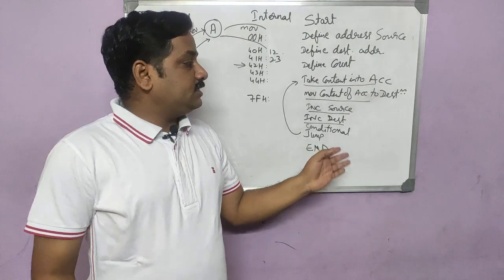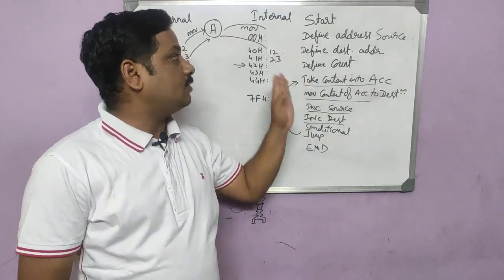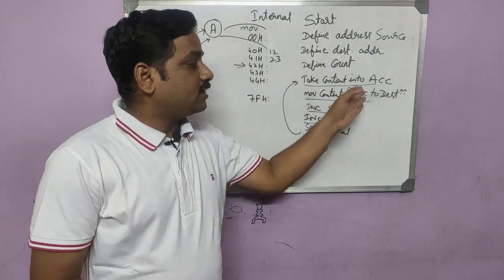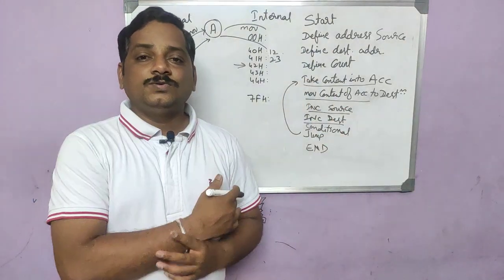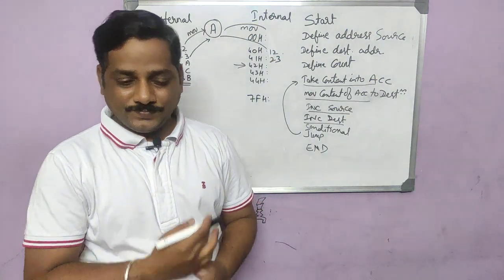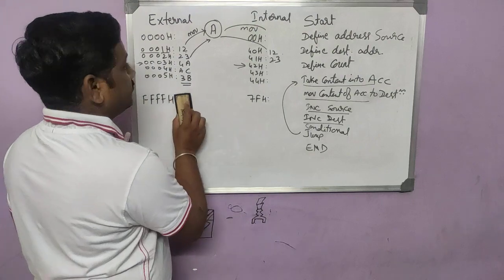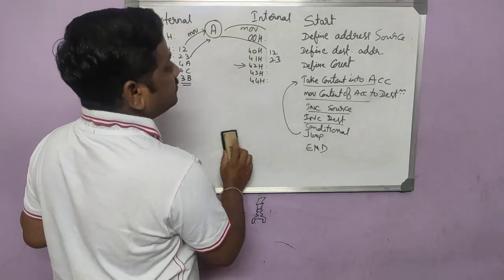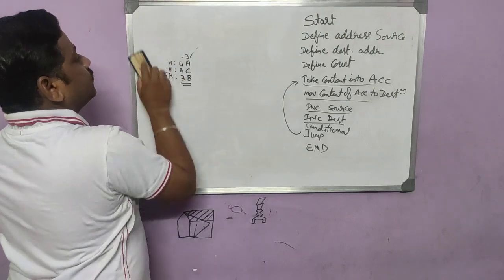So using this we need to write a program now. How to achieve all these things? How to define? How to start? How to take content into the accumulator? How to increment? So let's see how to do this using the microcontroller. To do that, I will make use of some space here. I will keep this part as it is, and here I will write a program.